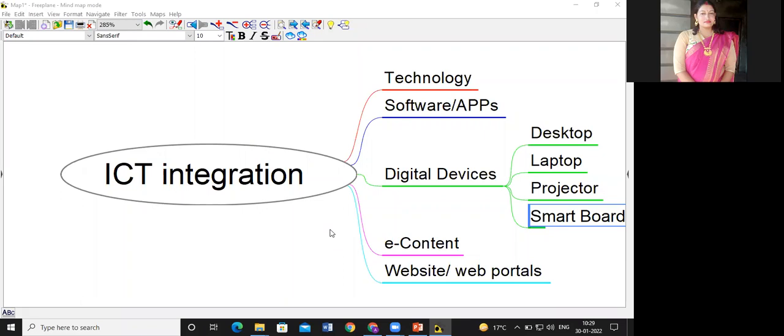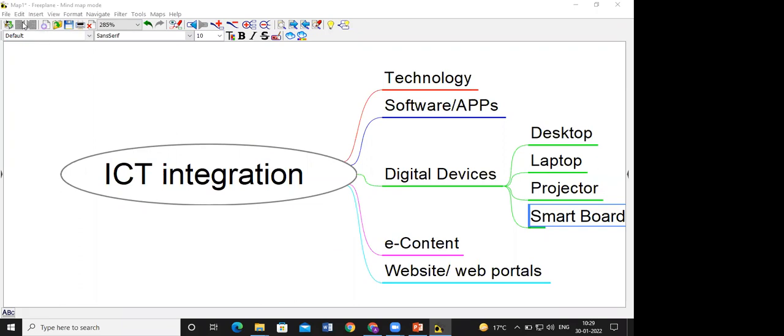Suppose I need to organize a content. Okay, so what I have prepared is a mind map here.